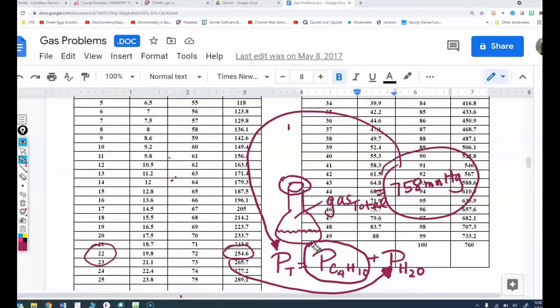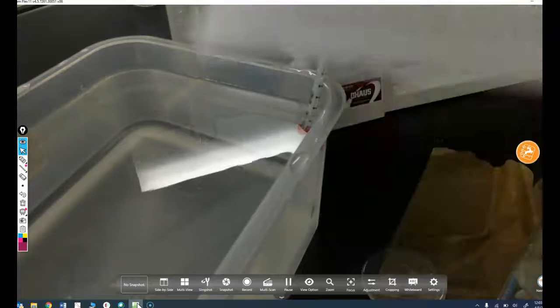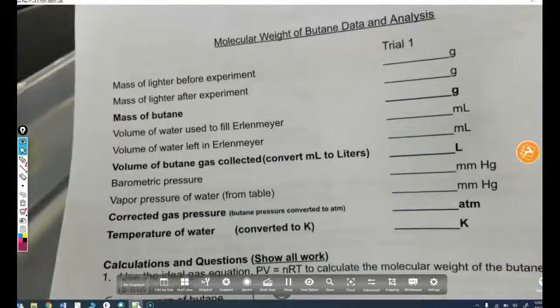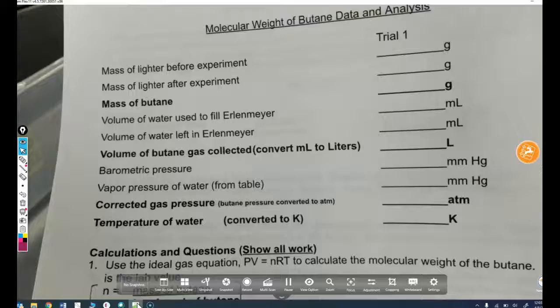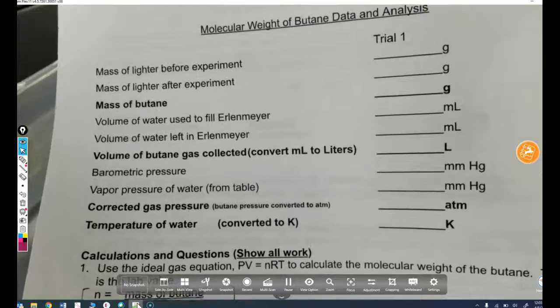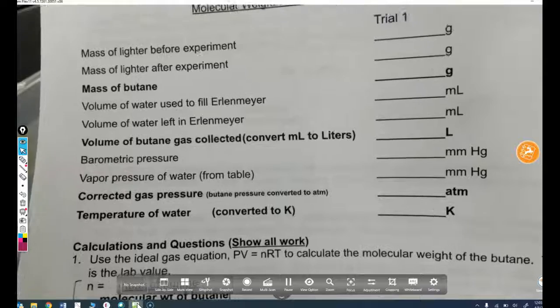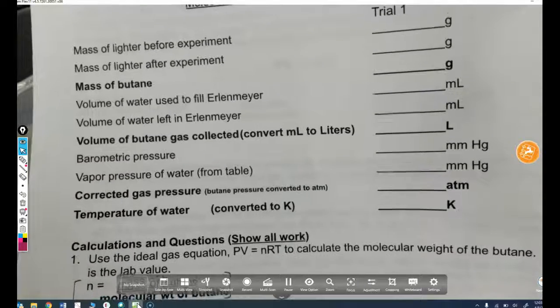So let's go back to our data table. And on our data table, we are going to have the converted or corrected gas pressure of butane. And so you are going to have to subtract the water vapor pressure out, just like we talked about. And of course, once you have it in millimeters mercury, you are going to have to record it in atmospheres.